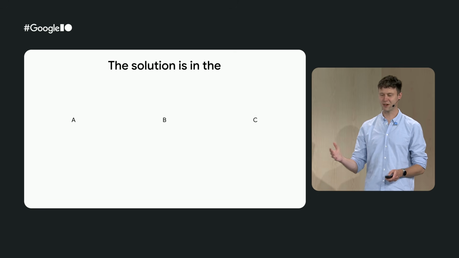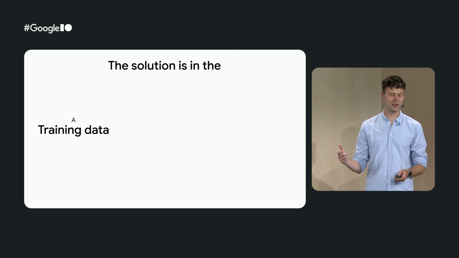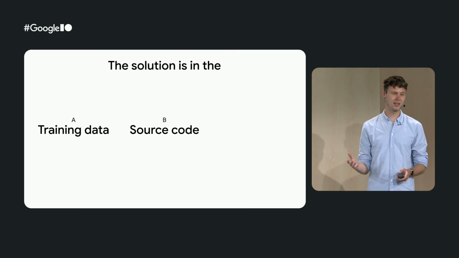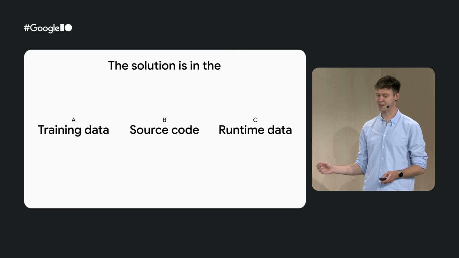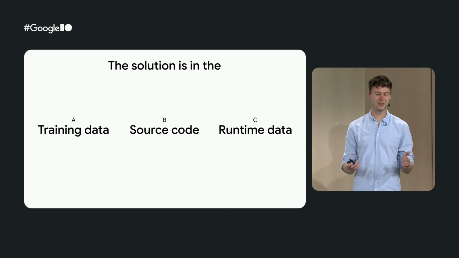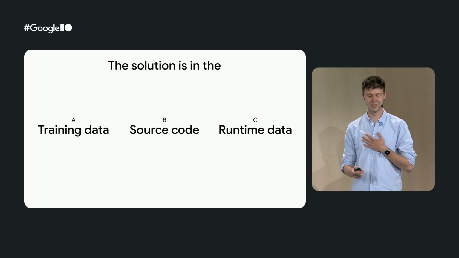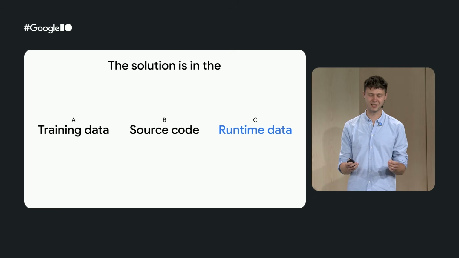Any wild guesses where it is? Is it A, in the training data of the model? Or is it B, in the source code? Or is it C, in the runtime data? After you listen to my heartwarming story of how I learned web development, you will know it's C. The solution is in the runtime data.